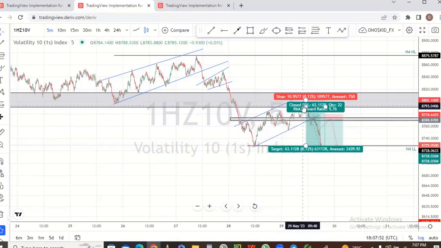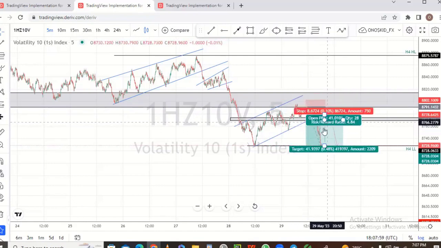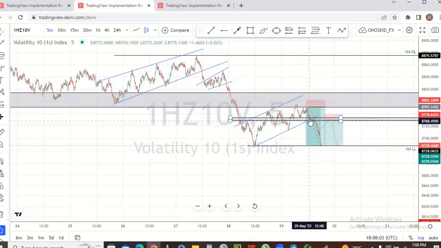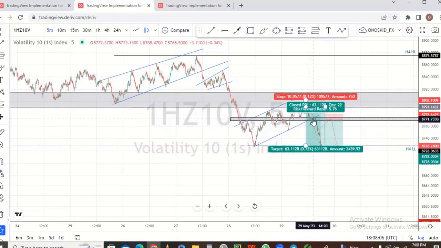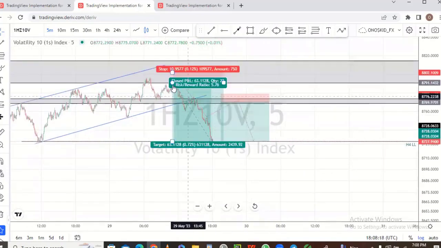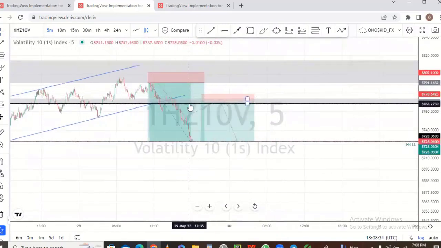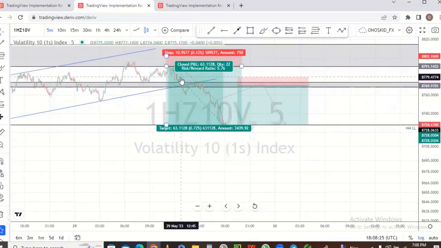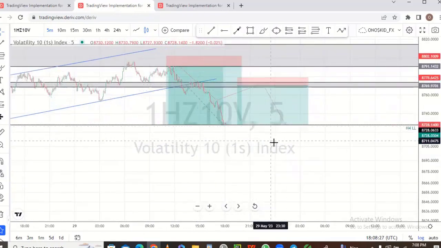So after I caught a move from here, based on my analysis, I said there will be a breakout and a retest. And as you can see, the market broke out, and you see this retest. Let me zoom out so that you can see it clearly. You can see that the market broke to the downside, and then it came all the way back to retest this particular zone, which I said it was going to retest.